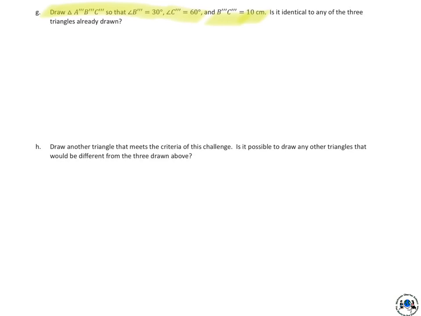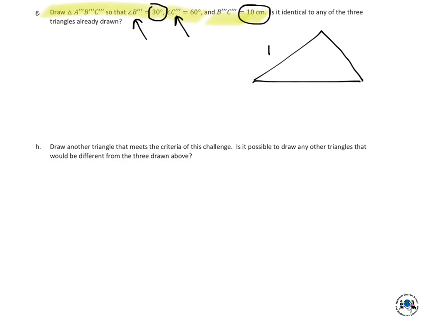Because things have stayed the same here. We still have a 30-degree angle, but they're calling it angle B triple prime now, and C triple prime is 60. If we draw this, I'm not going to go through it, and I don't need you to either, but I just wanted you to see. One of the sides is equal to 10 centimeters, and we've already exhausted that. Our basic triangle looks like this, and we've already moved that 10 centimeters around to each side. It's been here, here, and here. In this case, it's going to have to be one of those.